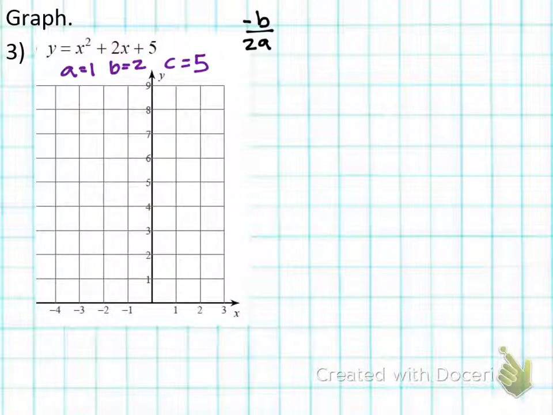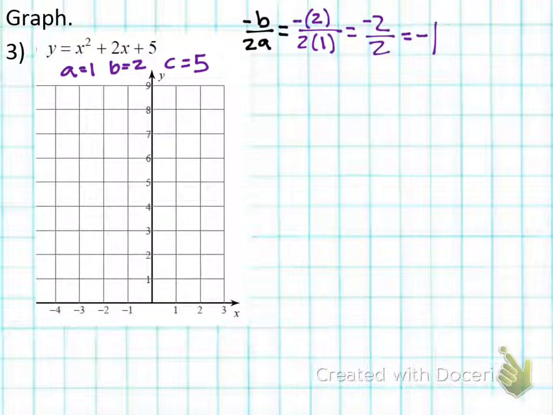All right, what did you get for that, Marky? Negative 1. Okay, so let's check. If I plug in 2 for B, this is -2 on top, divided by 2 times A, which is just 1. That's the same as -2 divided by 2, which is just -1. So I agree. And again, remember that's going to be my middle point for my table. So I'm going to go ahead and make my table.